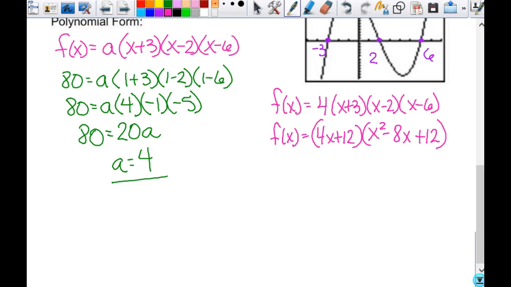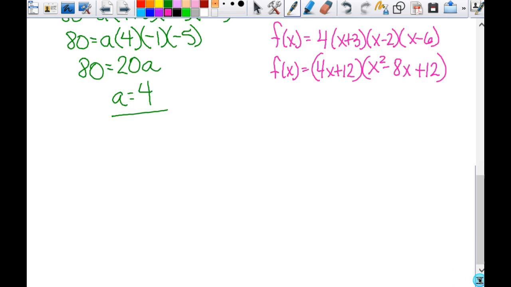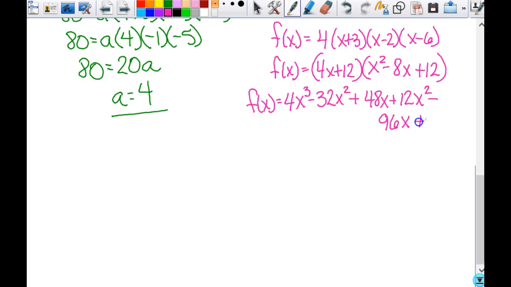You need to hopefully be way past trying to put this in a box. In AP stuff, you don't have time to draw a box. You have to just go with it. All right, so then I'm going to distribute that 4x. So I've got f of x equals 4x cubed minus 32x squared plus 48x. All right, so distributing all that. Then I'm going to distribute the 12, so that gives me plus 12x squared minus 96x plus 144.